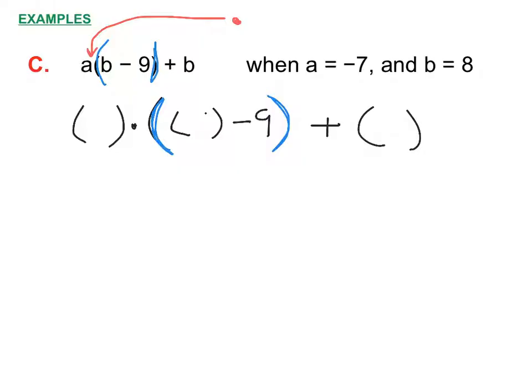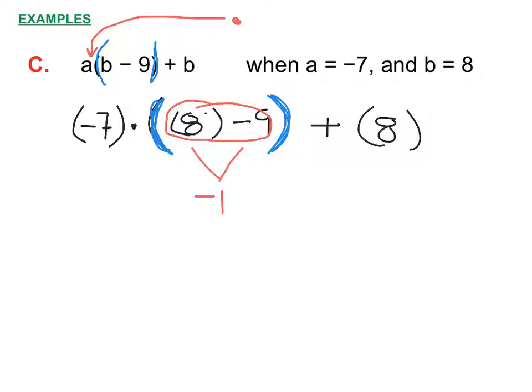So working left to right, the value of a is negative 7, times the value of b, which is 8, and this whole thing is that times, so we have to remember that set of parentheses. Plus, so 8 minus 9, close parentheses, plus our b value again, which is 8. And now we can just perform order of operations. We know that inside parentheses has to come first. So 8 minus 9 is negative 1.